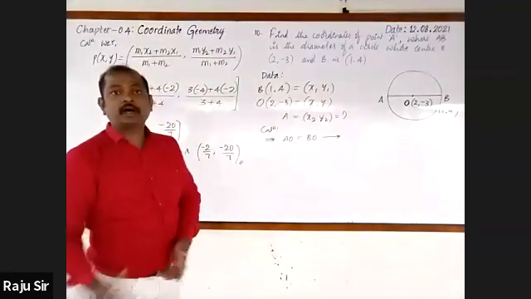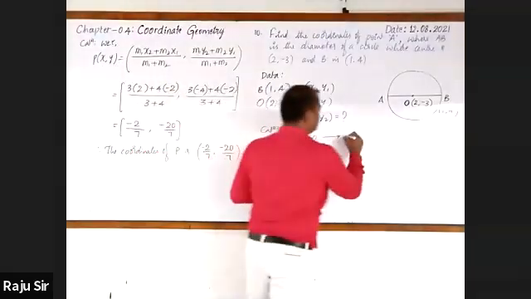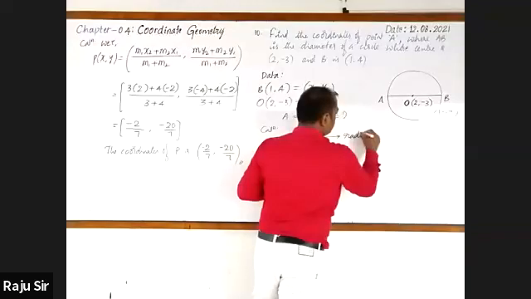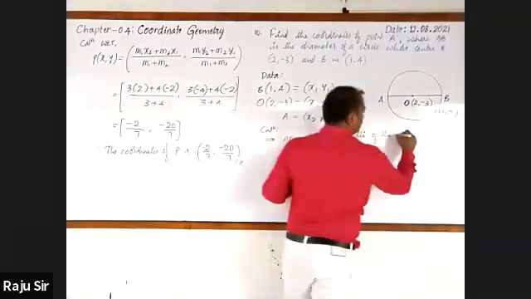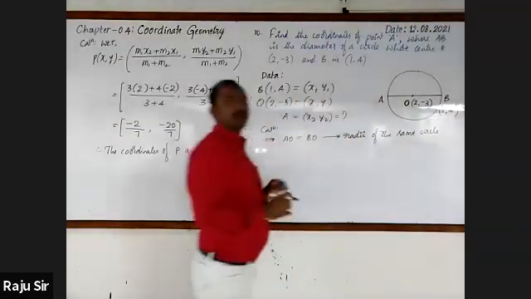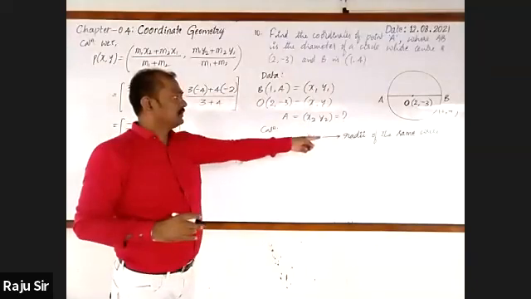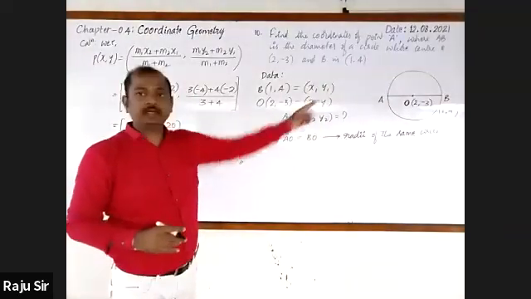Both are radii of the same circle. Right, sir. X1 equals 3 and Y1 equals minus 10, sir. Same circle. Then, as these two are radii, O will be the midpoint of AB.